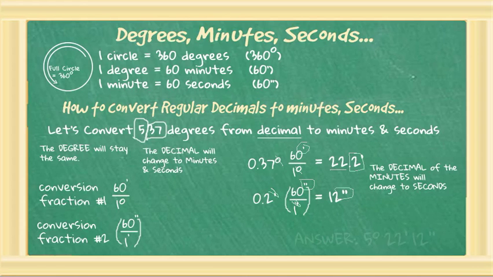Okay, so put all that together, our answer is the 5 degrees that we had, which we didn't have to touch, the 22 minutes we got from our first conversion, and then I took the decimal remainder of that over to here, that became 12 seconds. Okay, so that's got the extra step compared to the previous one. Okay, makes sense?